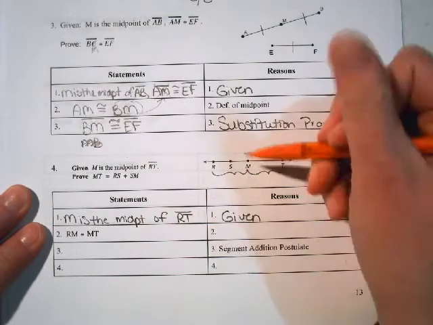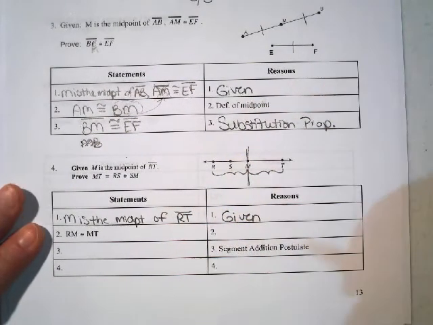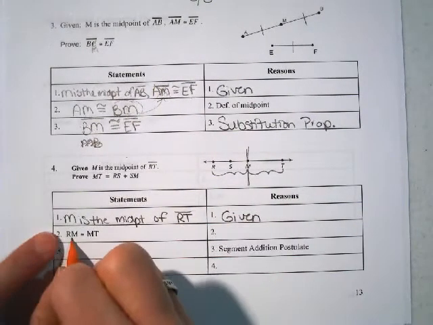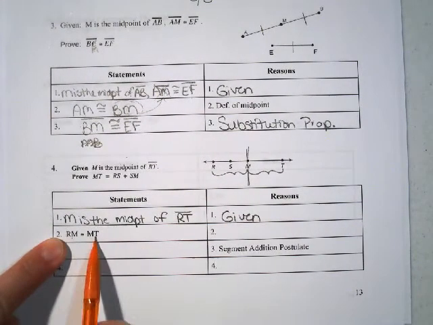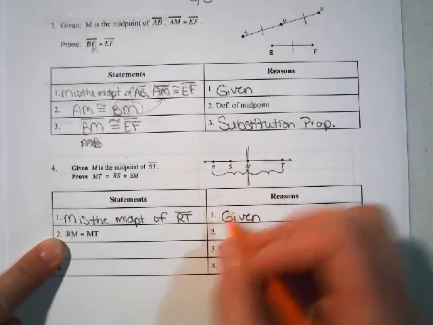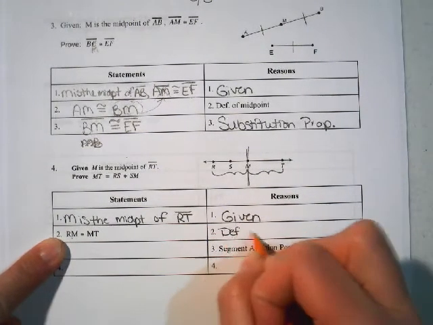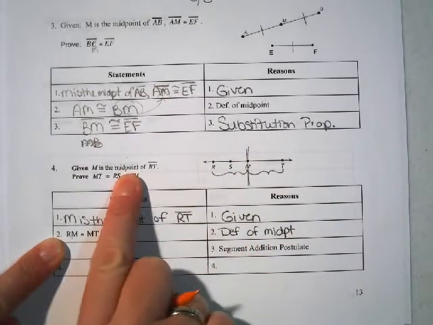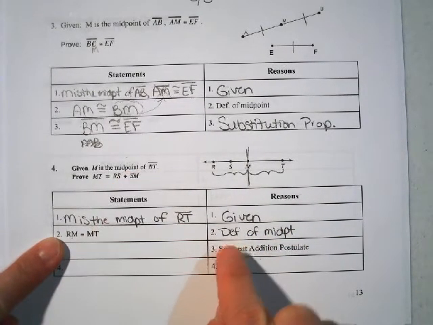Okay, given M is the midpoint. So M is the midpoint of this segment. So imagine breaking a segment like that. So that means that the left side is equal to the right side. So see how they already gave me that. But I do that because of the word midpoint.